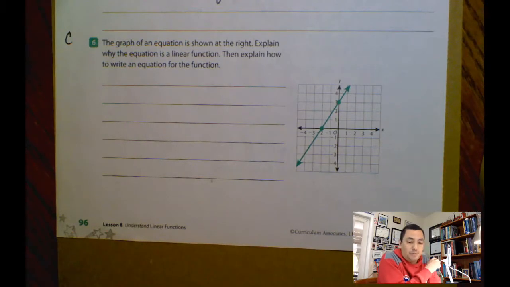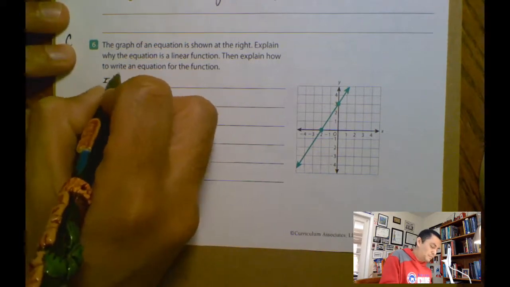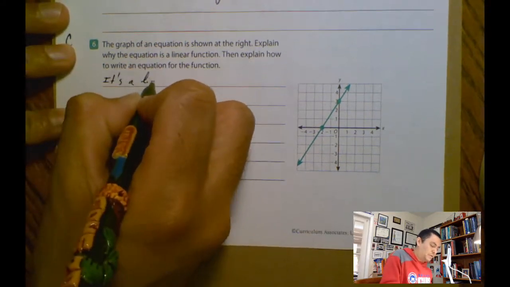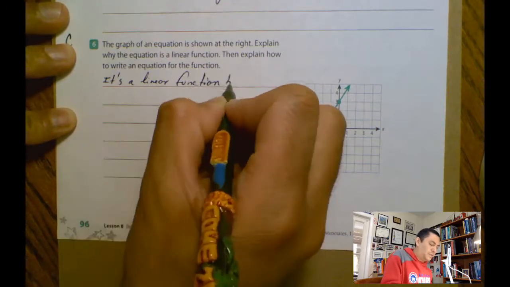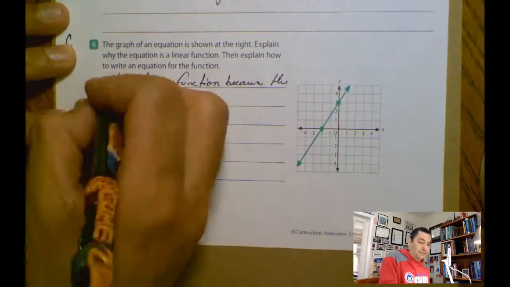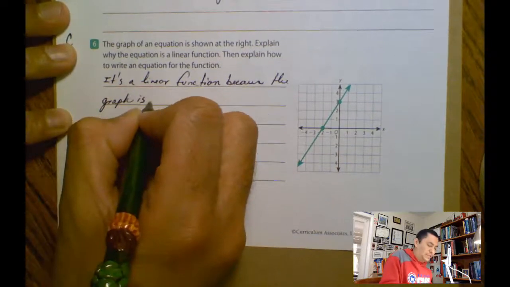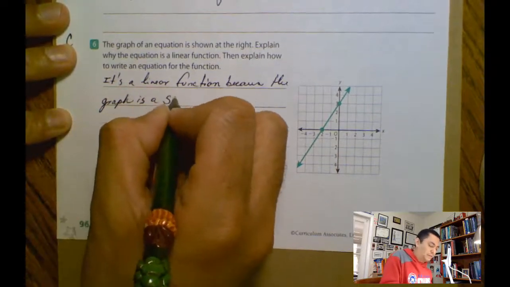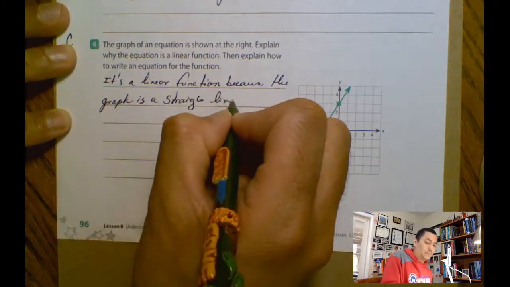So what we are going to do, it is a linear function because the graph is a straight line. Okay, so I'm going to write that one. It is a linear function because the graph is a straight line.